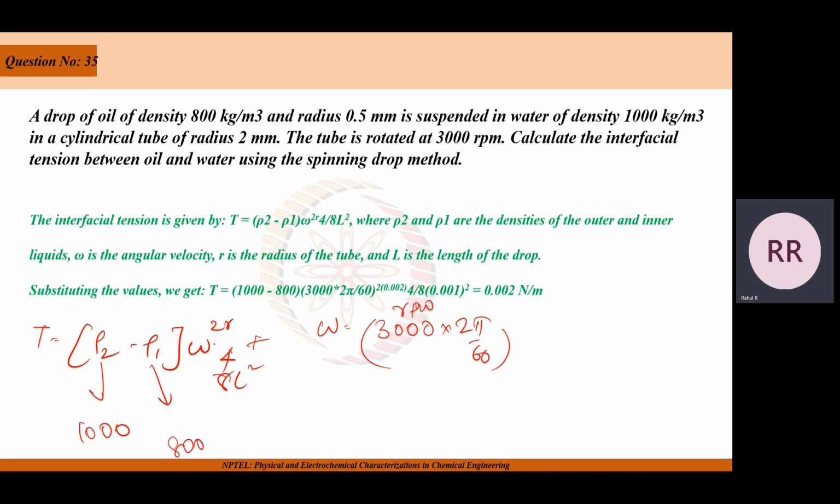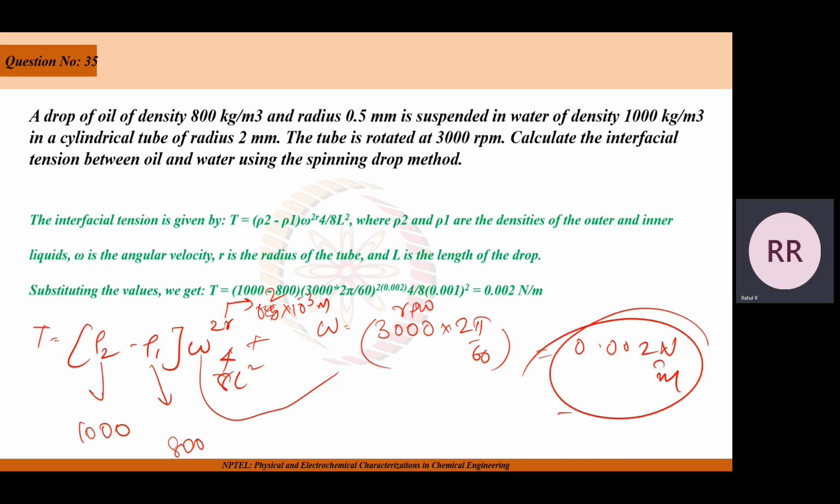Substituting everything, we get omega in this way, and small r is given as 0.5 millimeter, so it should be 0.5 into 10 to the power minus 3 meter. Substituting everything, and calculating, we get the answer to be 0.002 Newton per meter. So I think this is it.